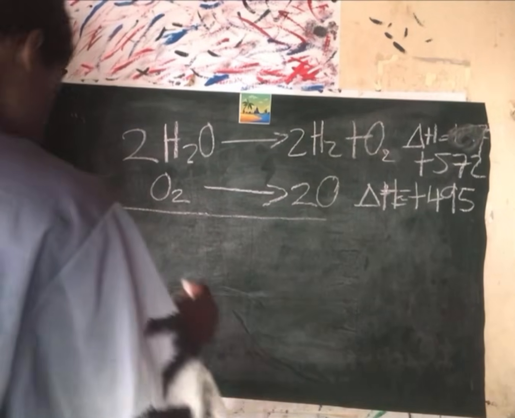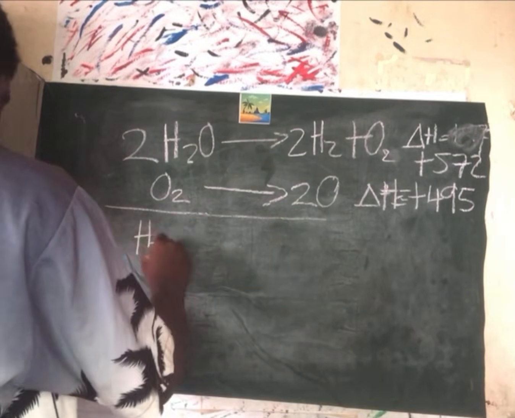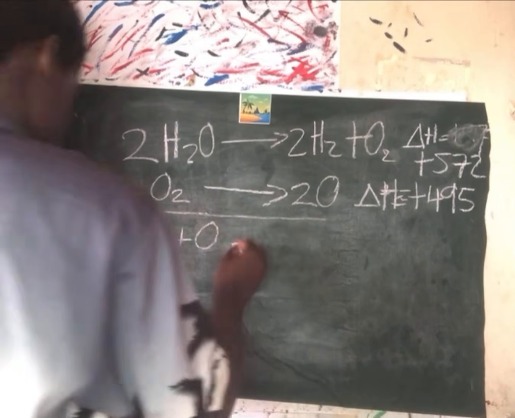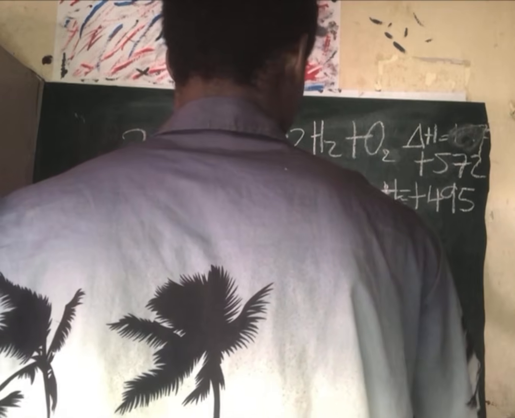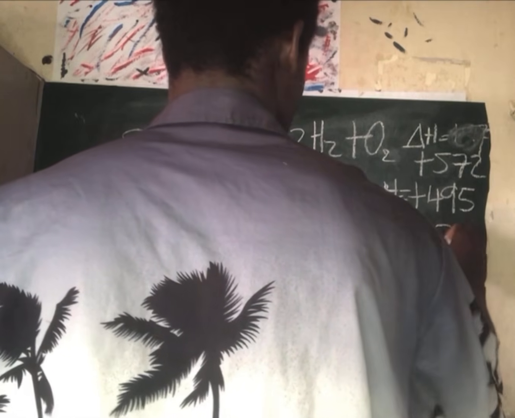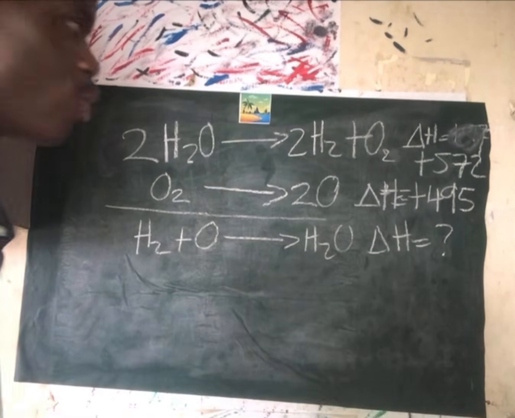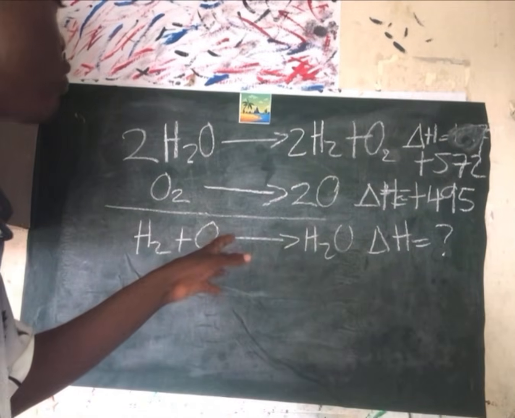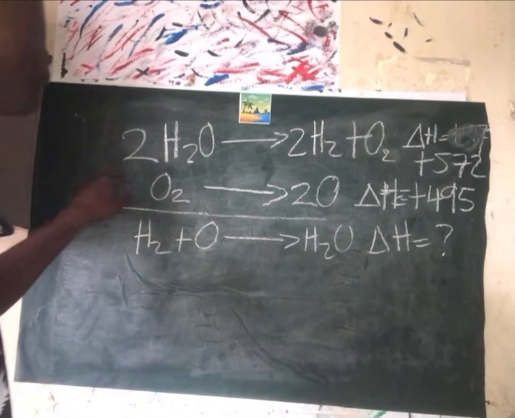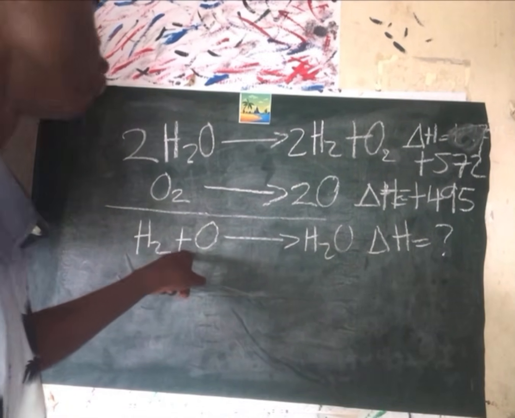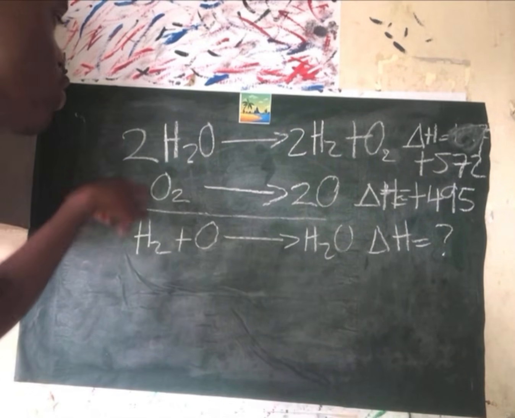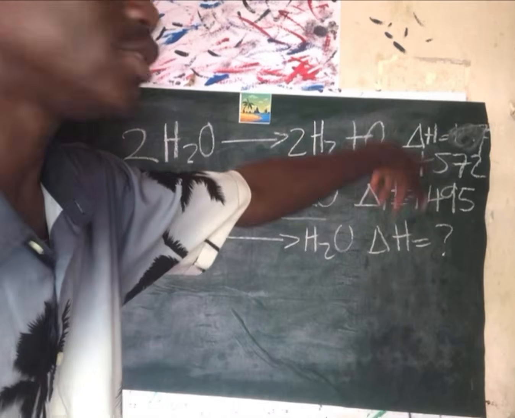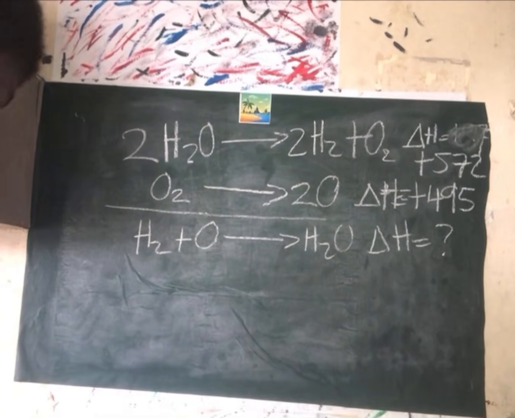Then they asked us to find the enthalpy of this equation, H2 plus O giving H2O. According to Hess's law, if you are given a question like this, we are going to modify these two equations in a way that is going to resemble this one. Then we add the enthalpy together. So to do this is easy.